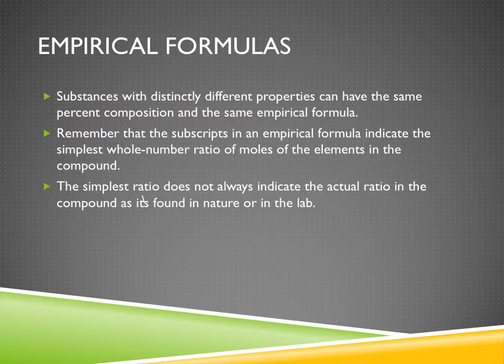The simplest ratio does not actually always indicate the actual ratio in the compound as it's found in nature or in the lab. So when we work with a chemical, while its empirical formula might be CH, when we work with it in lab, it might actually be C2H4 or C2H2, excuse me. Now, what that means for us is that the empirical formula for multiple compounds can be the same thing, but we need to be careful that we don't mix up the compounds or the chemicals when we're trying to determine the identity of the chemical.